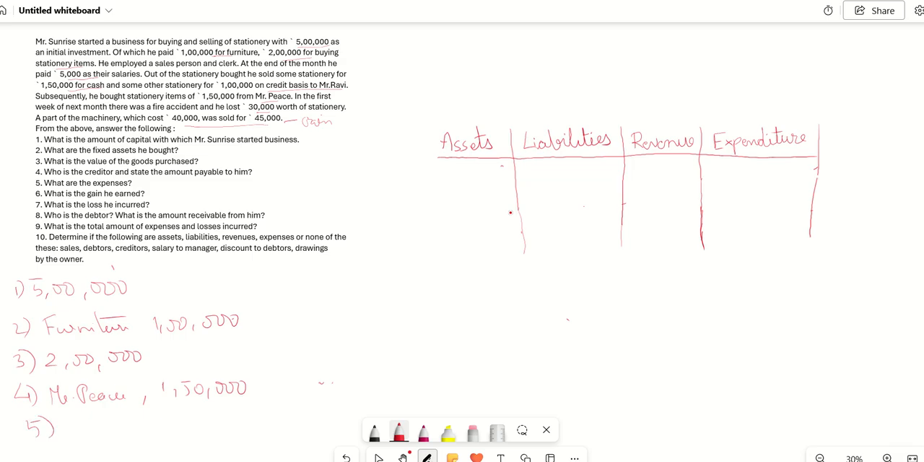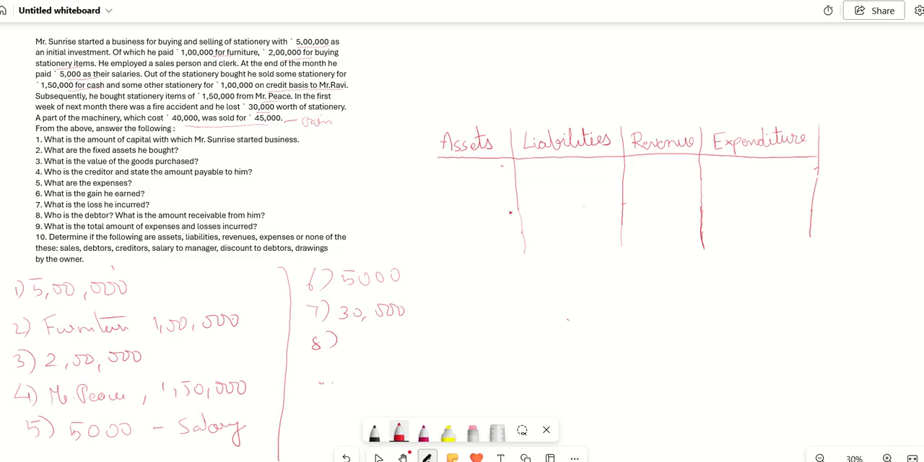Fifth one, what are the expenses? The only expenses he made was he paid salary to the employees. So you can write 5,000 towards salary. Okay. Sixth one, what is the gain he earned? So the gain he made is while selling the machinery. So 5,000 he earned as gain. Okay. And then comes, what is the loss he incurred? He made a loss of 30,000 due to fire accident. So that you can mention.